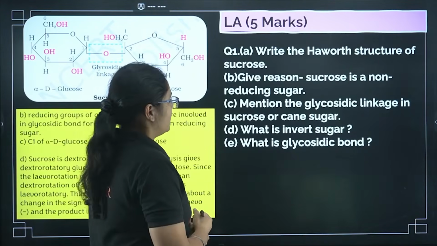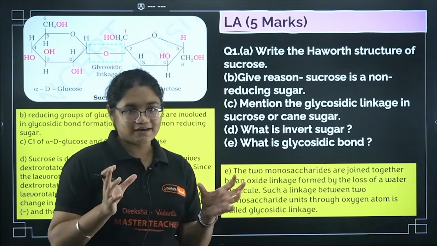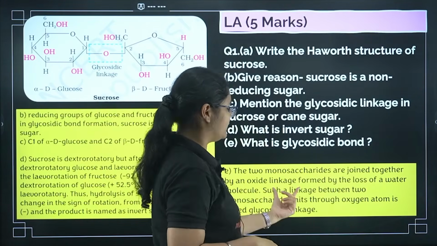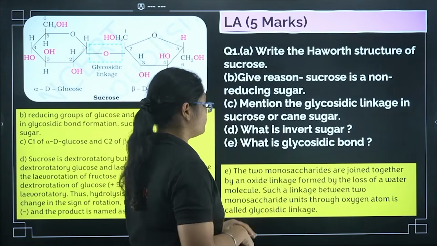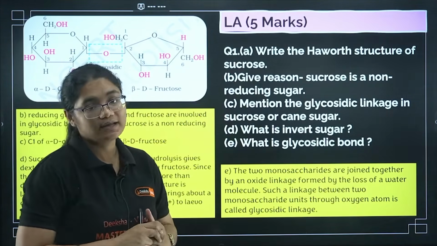Next, what is a glycosidic bond? When two monosaccharides are joined together by an oxide linkage formed by the loss of a water molecule, such a linkage between two monosaccharide units through an oxygen atom is called a glycosidic linkage.